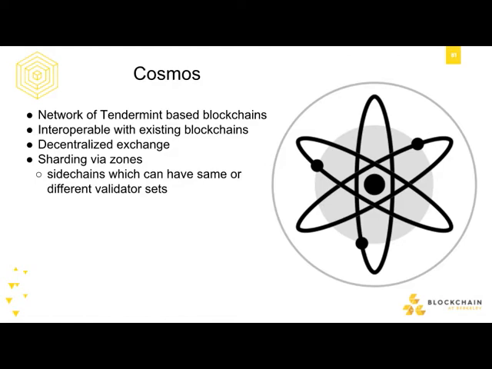Cosmos also has sharding via zones, where they have multiple Tendermint systems doing the same stuff but processing transactions separately. And you can even have them work with the same set of validators, so that you have the same security as the main chain, as opposed to a smaller set of people validating it.